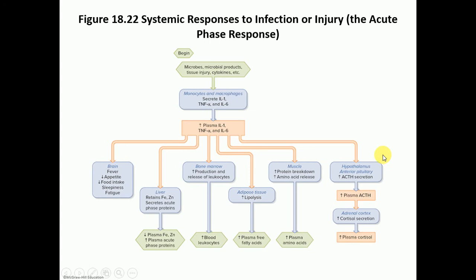And then finally, these chemicals will stimulate the anterior pituitary to release ACTH, and ACTH will stimulate the adrenal cortex to make cortisol. Cortisol is going to be increased because, remember, when you're sick, it is considered a stressful situation for your body. So the hormone of stress is going to be elevated.